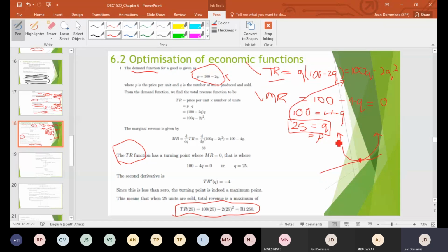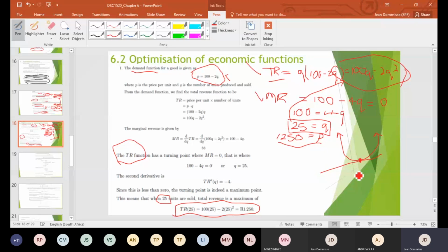So basically, the price would have been 1250. I don't have my calculator with me at the moment, but we have calculated 25 units. We need to put that 25 back into that formula, and that would have then given us the P value.